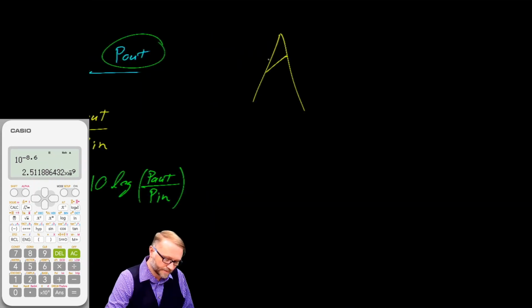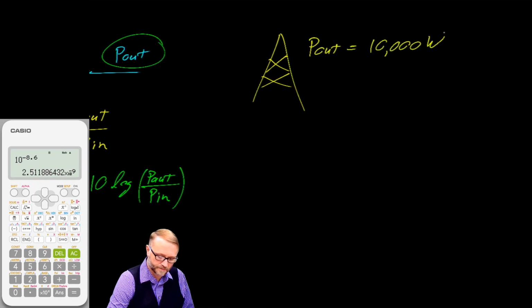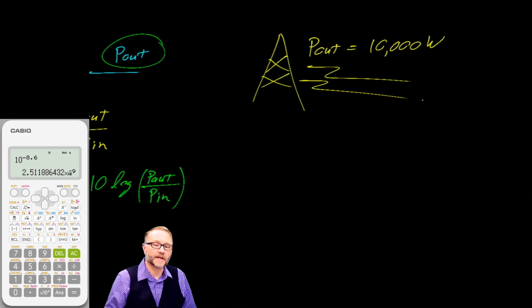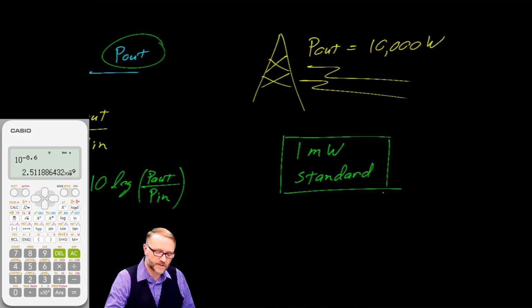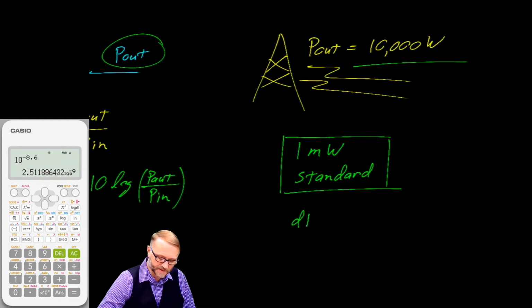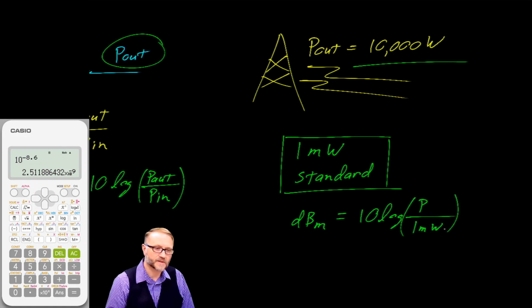Our transmitting antenna has an absolute output of, say, 10,000 watts. 10,000 watts leaves the transmitting antenna and goes over the air. We can express that power out relative to a standard. One of the common reference standards is the milliwatt. When we compare the transmitter output power, in this case 10,000 watts, to our standard, it looks like this. We would say the decibels relative to a milliwatt, so subscript m, is equal to 10 log of the power divided by 1 milliwatt. And you'll notice it's a ratio.